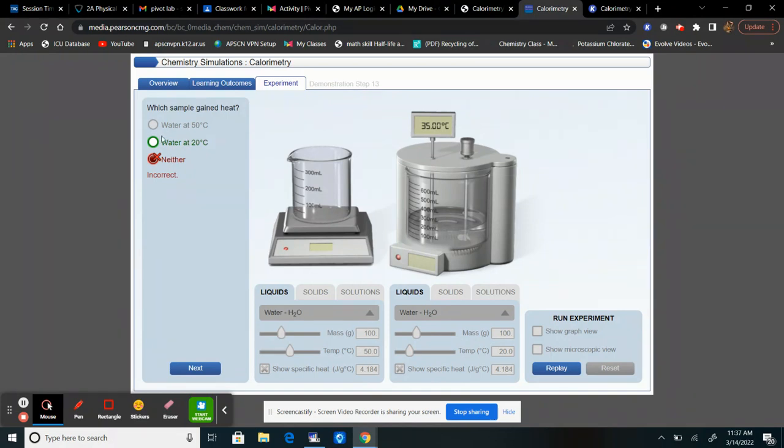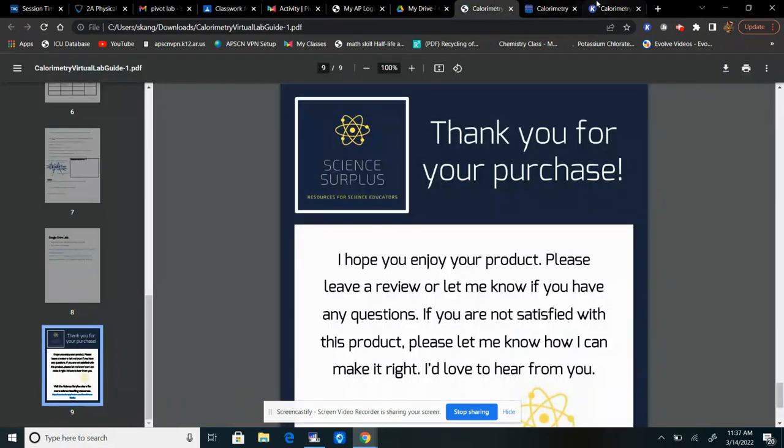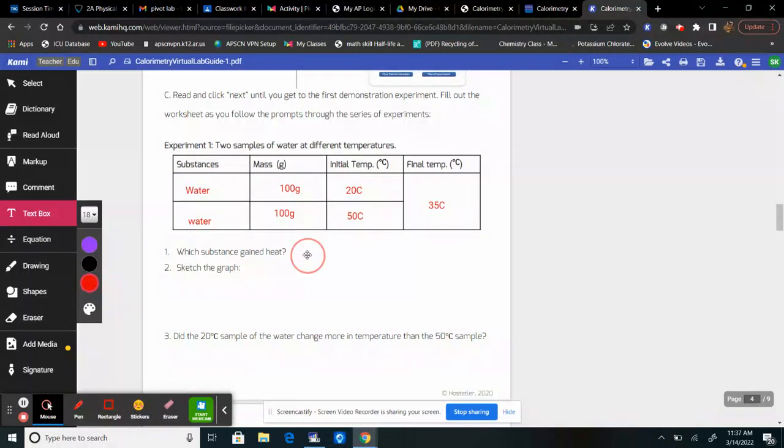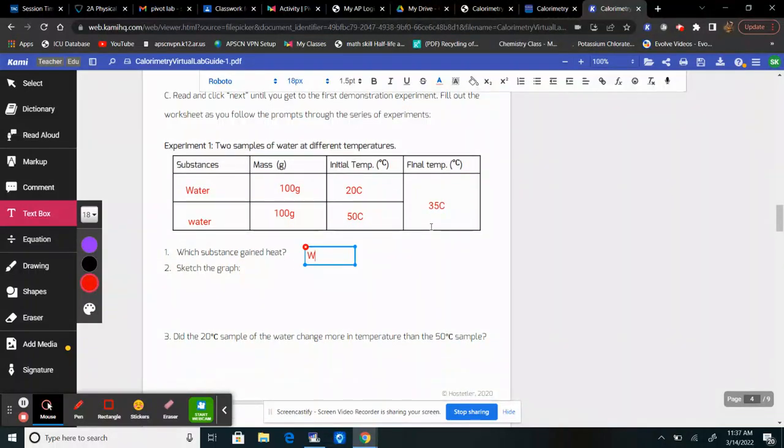So we know that the water gained heat, the water that was at 20 degrees Celsius, because look at our final temperature. I mean, it obviously went up from 20 degrees. So let's go through. Let's make sure that we answer our question here. Which substance gained heat? Water at 20 degrees Celsius.